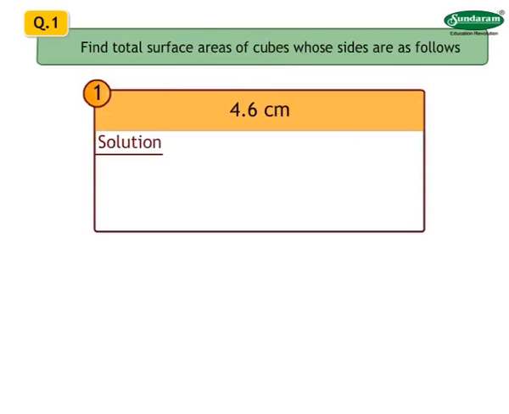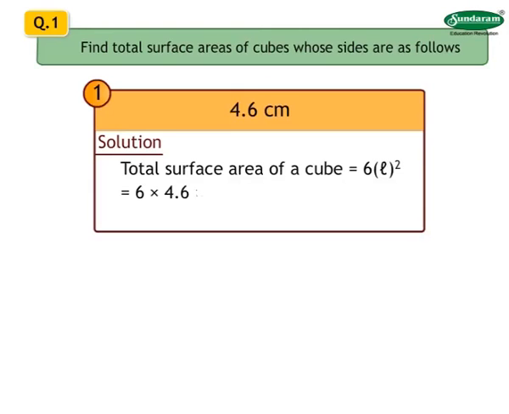Question 1. Find total surface areas of cubes whose sides are as follows. 1. 4.6 centimeters. Solution. Total surface area is equal to 6 into length square. Length of a side of a cube is 4.6 centimeters. Therefore, total surface area is equal to 6 into 4.6 into 4.6, which is equal to 126.96 square centimeters.